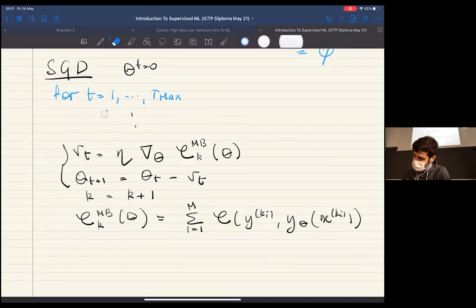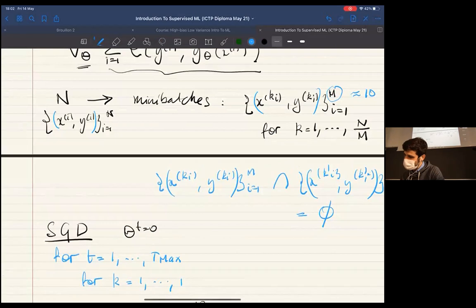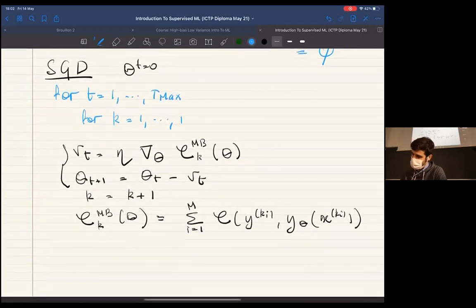And then you have another sub loop here, which would be a for the mini batch index k going from 1 to, we said the number of mini batches is what we called n over m. M is the number of samples inside a mini batch. M is small. Okay. This is the number of mini batches. Okay.